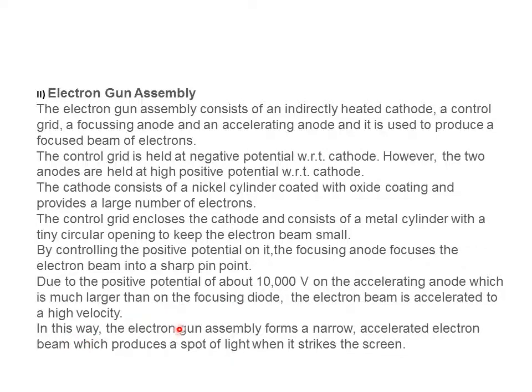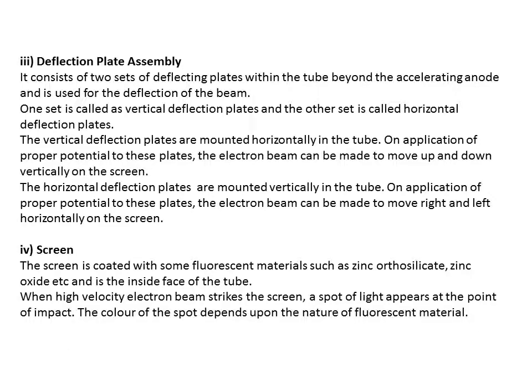In this way, the electron gun assembly forms a narrow accelerated electron beam which produces a spot of light when it strikes the screen. So, this was the function of the electron gun assembly. Next is the deflection plate assembly.